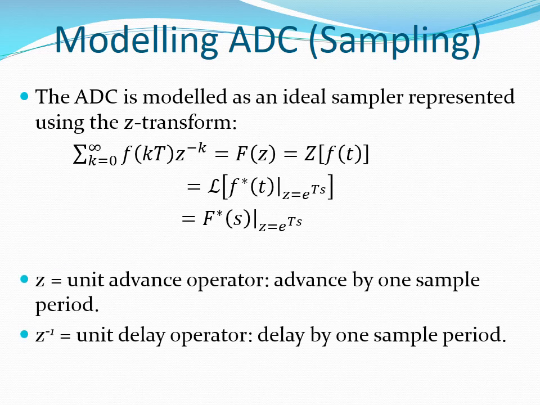Therefore, an ADC is modeled as an ideal sampler represented using the z transform, where the z transform is defined as the Laplace transform of the sampled output taken with z defined as being equal to e to the Ts. Z is a unit advance operator, meaning that it advances by one sample period. Correspondingly, z to the minus 1 is a unit delay operator, meaning that it delays by one sample period.